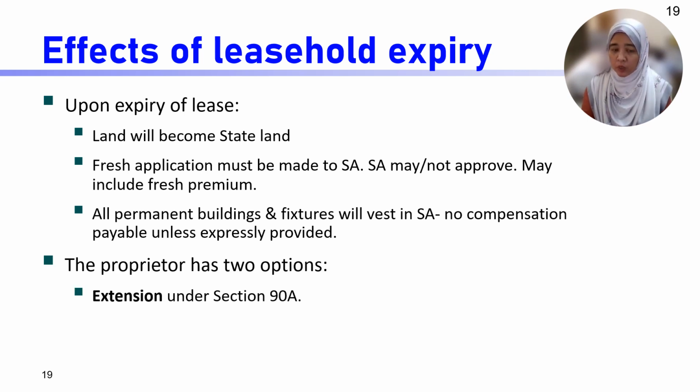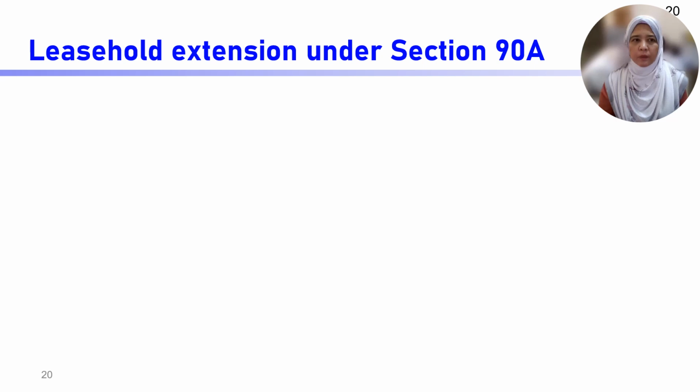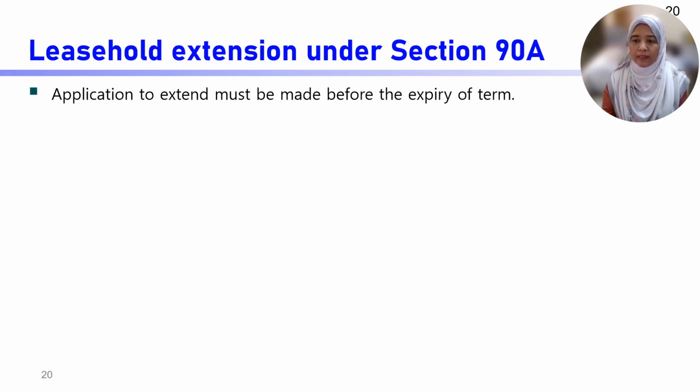Now there are two options: extension under Section 90A or renewal under Section 76. Now we look at the method of leasehold extension under Section 90A National Land Code. Extension means to extend. So the application to extend must be made before the expiry of the term. That is extension. Renewal means it has already expired, and you renew. So that's the difference between extension and renewal.